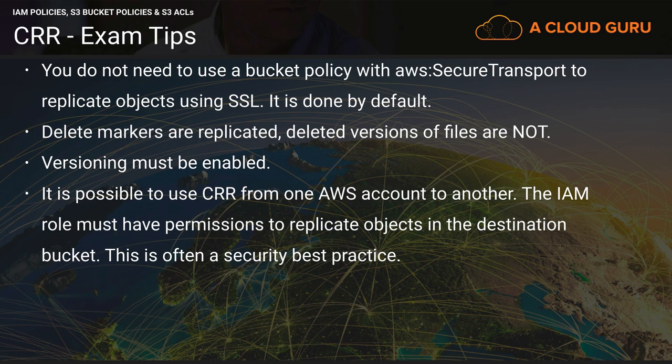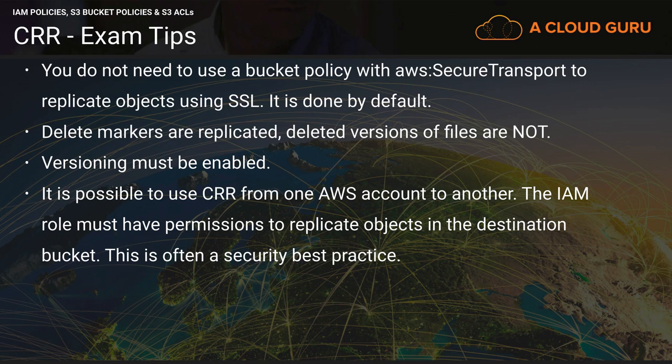Do not confuse this with cross-region replication, however. You do not need to use a bucket policy with secure transport to replicate objects using SSL. It's always going to be done by default. Also remember with cross-region replication that delete markers are replicated, however, deleted versions of the files are not. That is a built-in security mechanism.